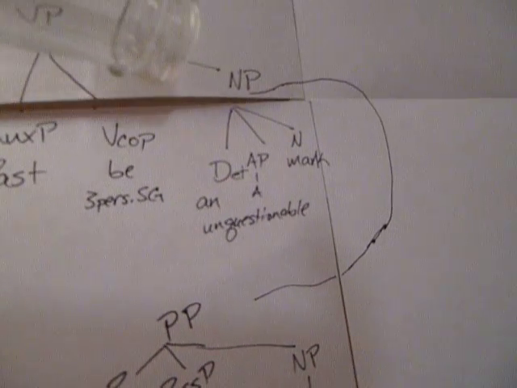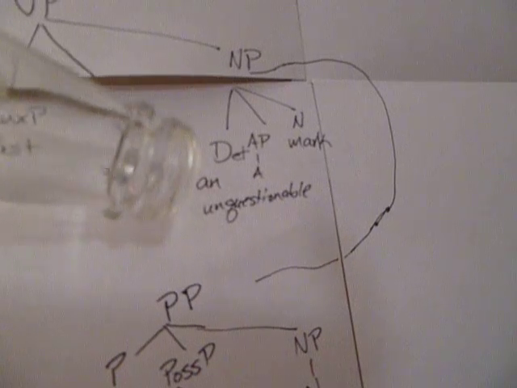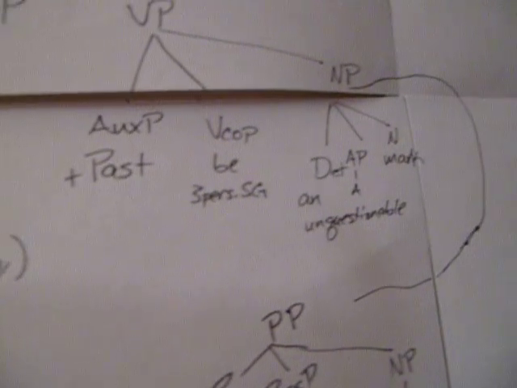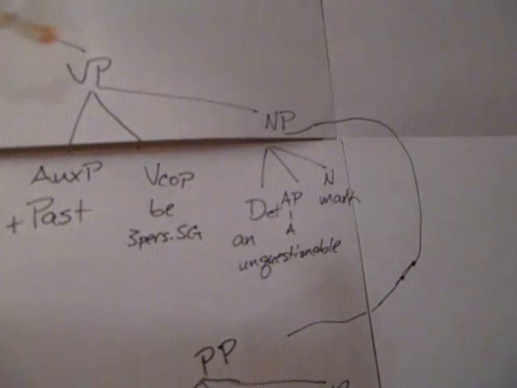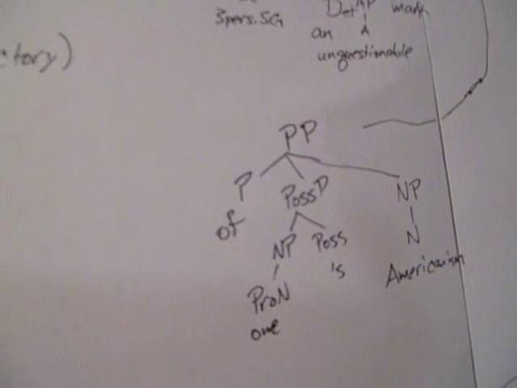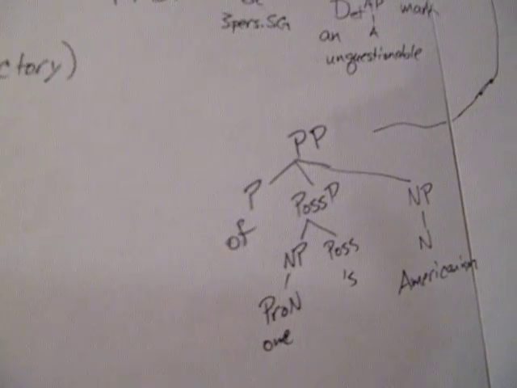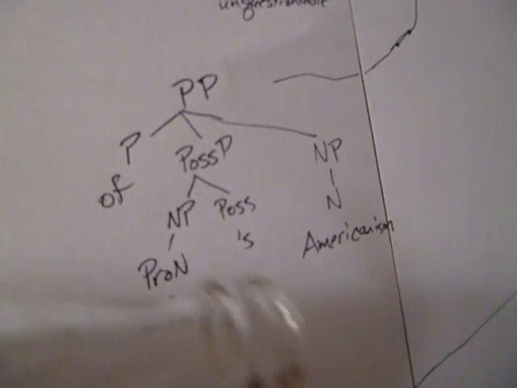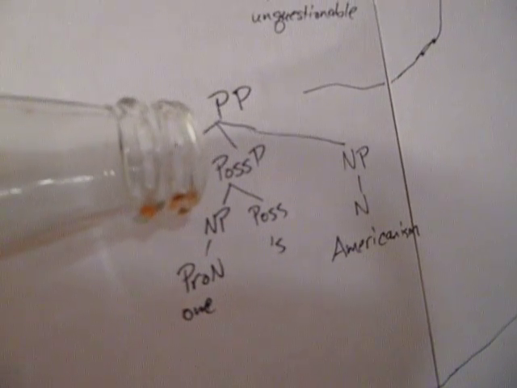Then you have a noun phrase off of that, an unquestionable mark. So it is equal to mark. Then off of the noun phrase, you have this prepositional phrase right here. So of one's Americanism. Now this is called apostrophe s. It's a possessive phrase. So you have the noun phrase.